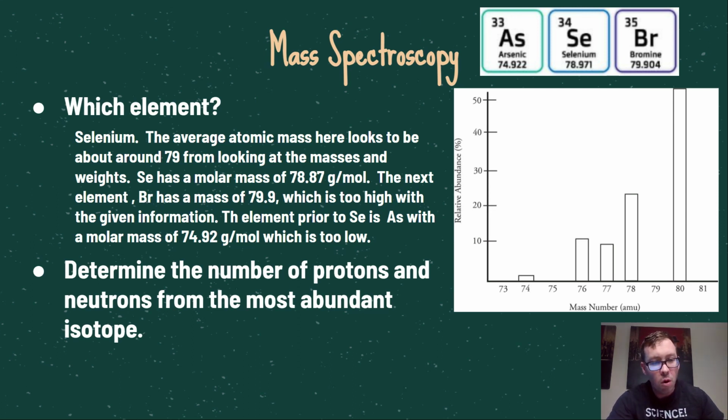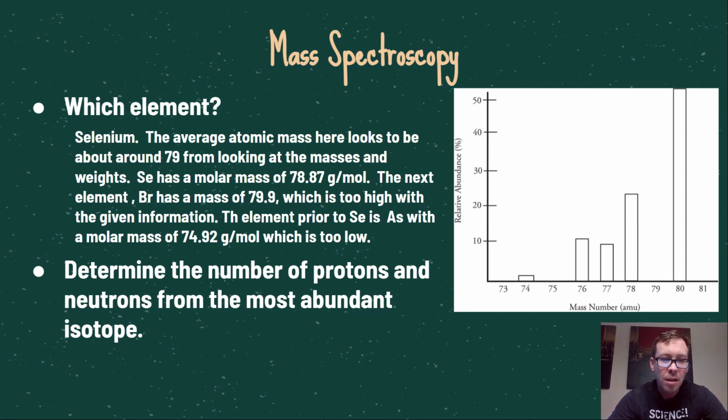So again, it's important to be able to look and ballpark these figures, to be able to do these relatively quickly, because you may not necessarily have time on an exam to go through and do the full calculations for this. Determine the number of protons and neutrons from the most abundant isotope.